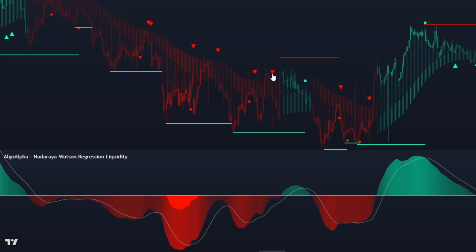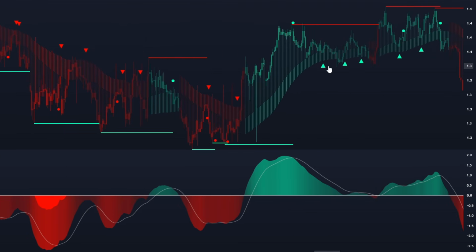The second type of signal is the rebound signal, shown by these triangles. This happens when price pulls back to the band, but momentum is still pointing in the direction of the trend. And these triangles are exactly what we are going to use in the strategy, so keep them in mind.